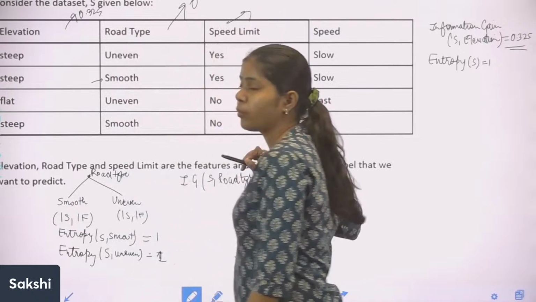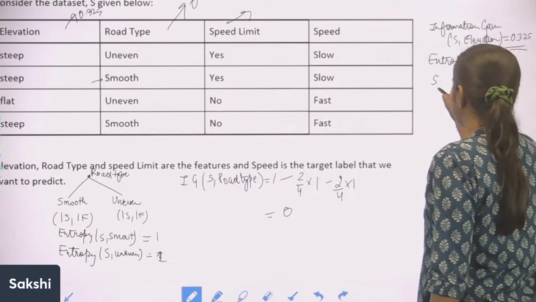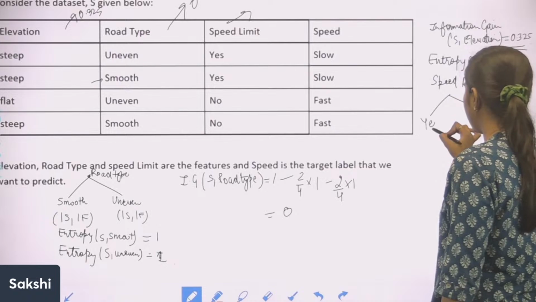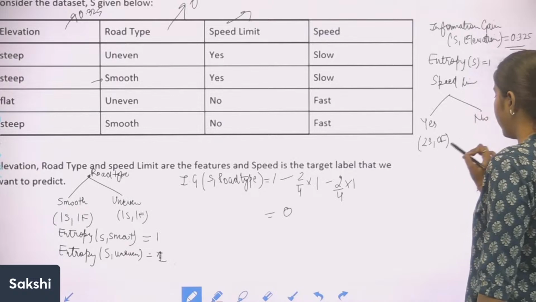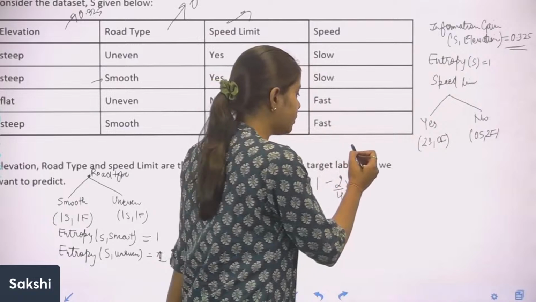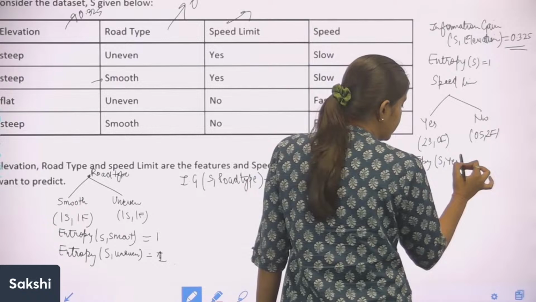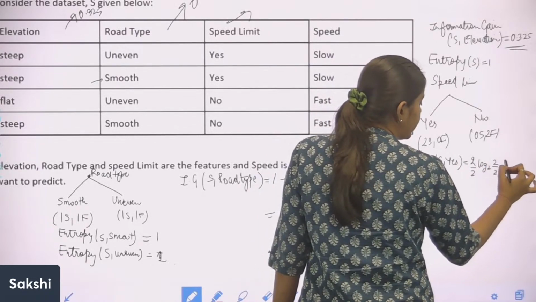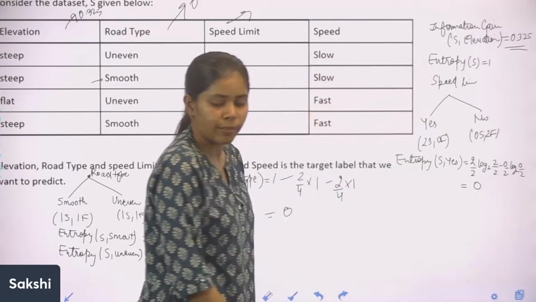Now I need to find out information gain for the speed limit, right? Information gain for speed limit. Now let's talk about this speed limit. If I'll divide it, it gets divided into yes and no. For yes we have 2 slow, 0 fast, and here we have 0 slow, 2 fast. So I'll find out the entropy of yes and no. So entropy of S comma yes. So that would become minus 2 by 2 log to the base 2 2 by 2 minus 0 by 2 log to the base 2 0 by 2. Right? On solving you would get the entropy of S comma yes as 0.